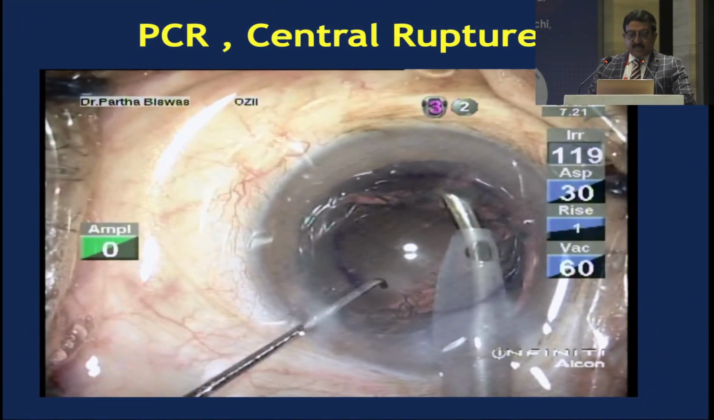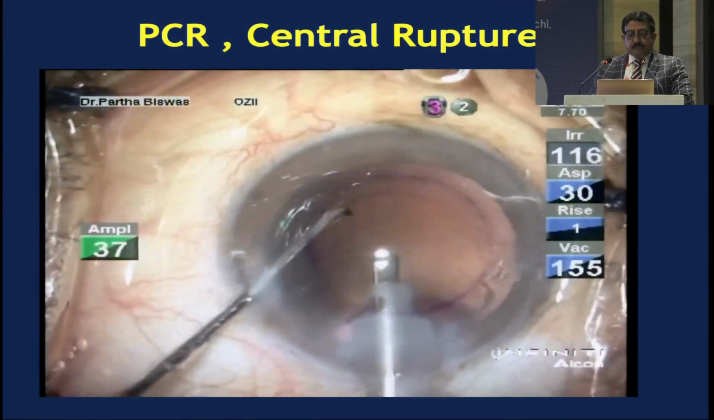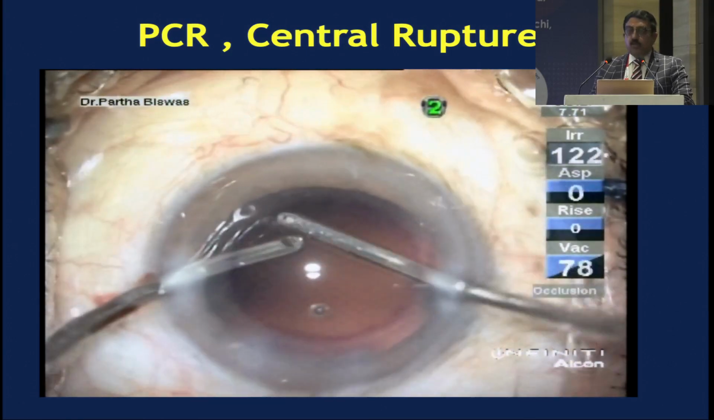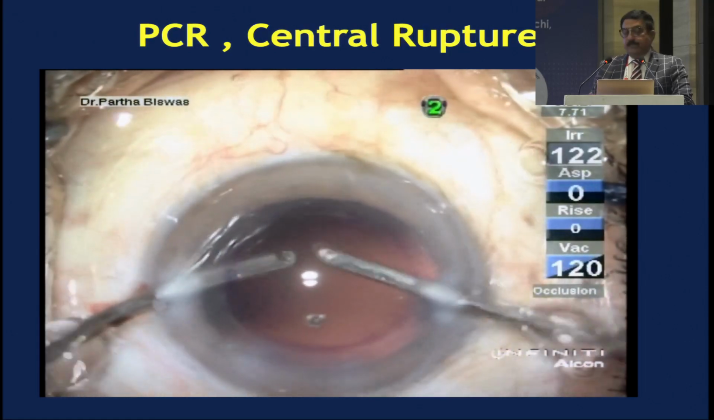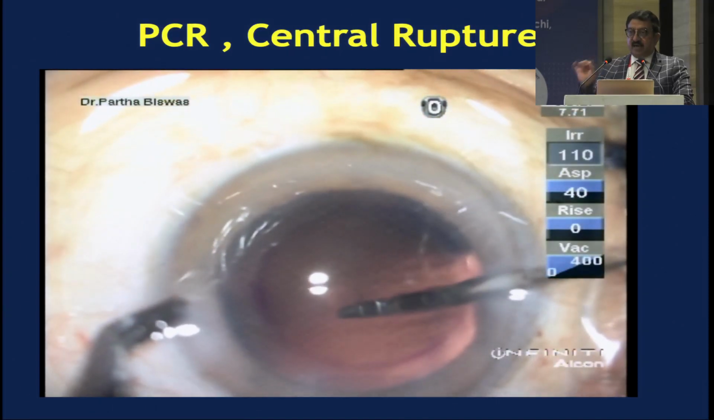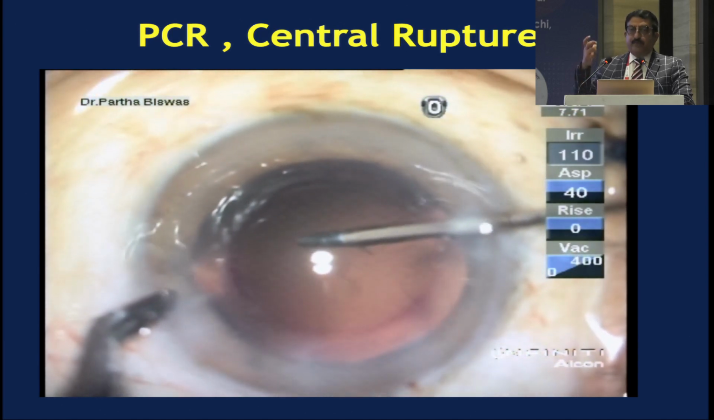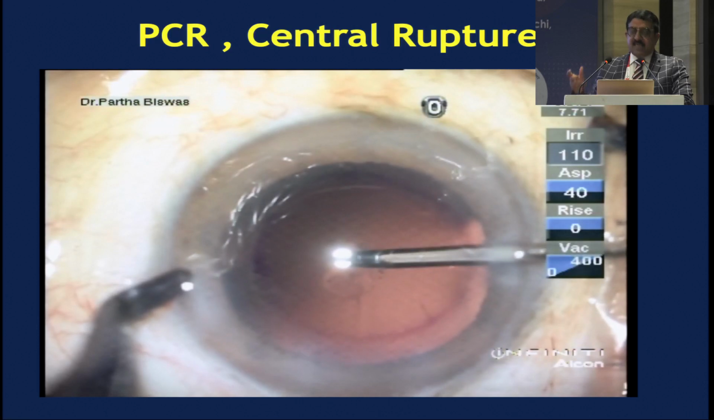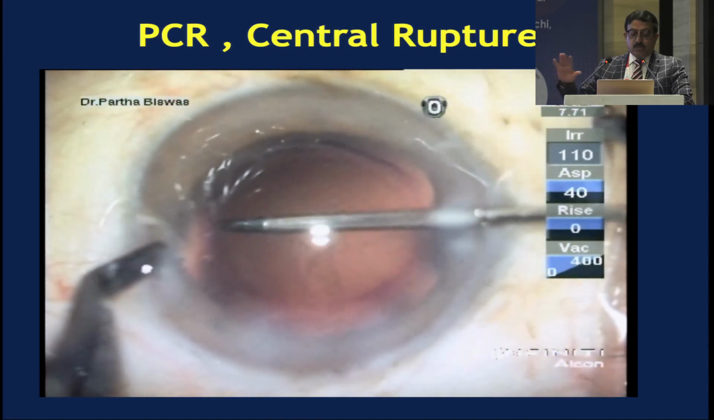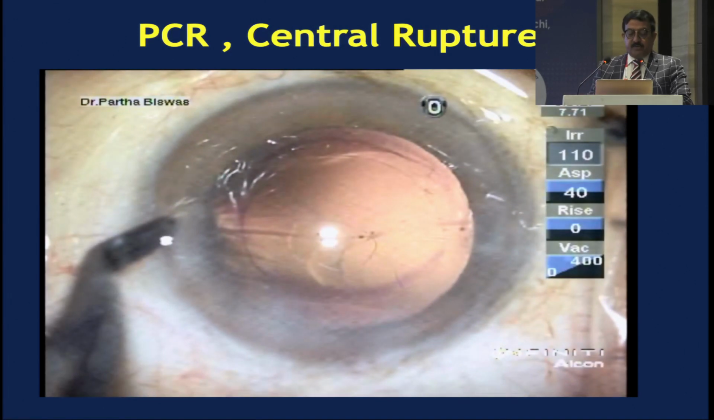Now, a PCR with a central rupture. You can see that everything has gone on well, and it's only at this last stage, maybe due to carelessness, maybe due to an inadvertent movement, that a PCR has occurred. With this small PCR, what you need to do is fill it optimally with viscoelastic, a little bit of cohesive viscoelastic first and then methylcellulose, and then take the microforceps and make a posterior capsular rhexis out of this.